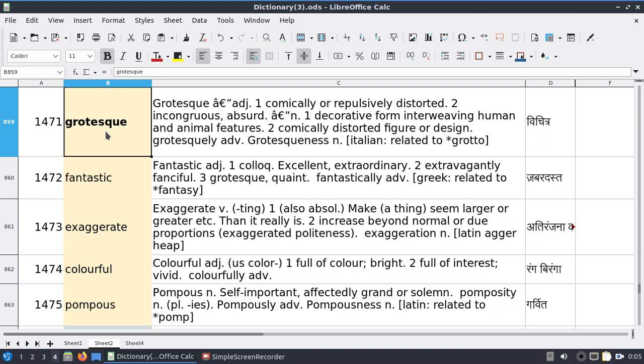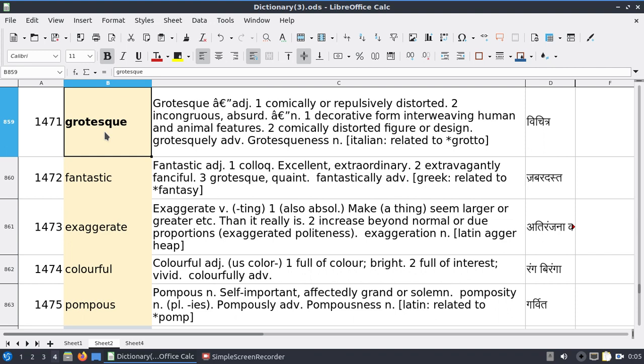Now you have understood, right? It is completely distorted. Grotesque means absurd. You can't believe. Incongruous. Fantastic. Fantastic means fabulous, excellent. Exaggerate. Exaggerate is making some small thing bigger. He tends to exaggerate the difficulties. That means whatever the difficulties are, he will actually make them magnified. Exaggerate is making something big. Colorful is full of color.